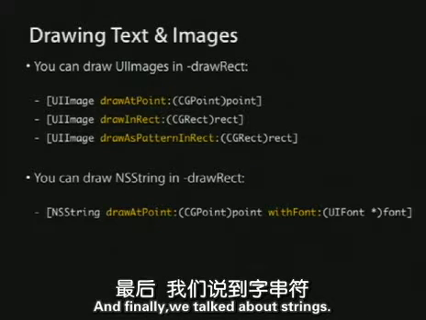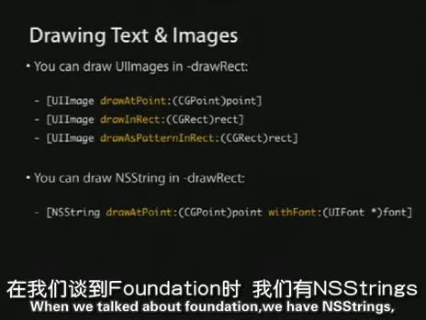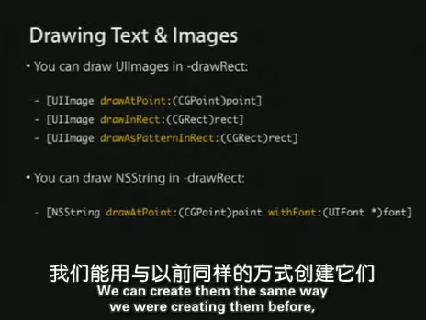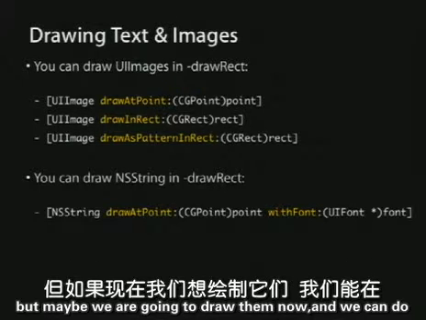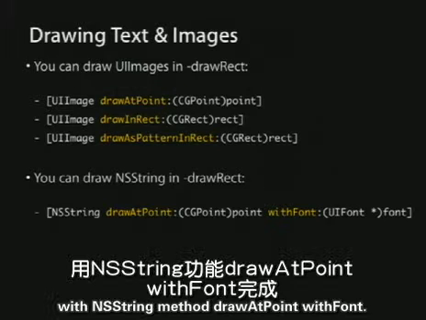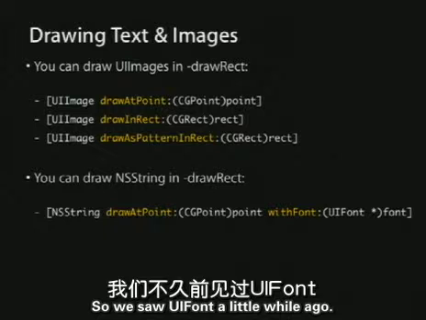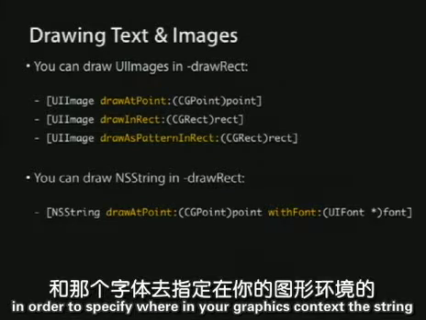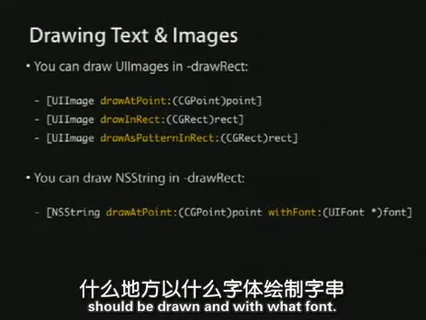And finally, we talked about strings. When we talked about Foundation, we have NSStrings. So we can still use those NSStrings. We can create them the same way we were creating them before, but maybe we want to draw them now. And we can do that in our drawRect with the NSString method drawAtPoint:withFont:. So we saw UIFont a little while ago. You can get the font, and then you use that with this method in order to specify where in your graphics context this string should be drawn and with what font.